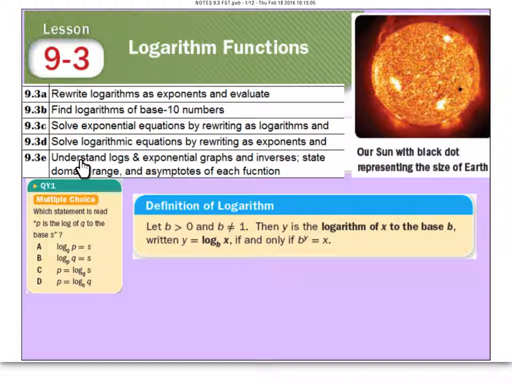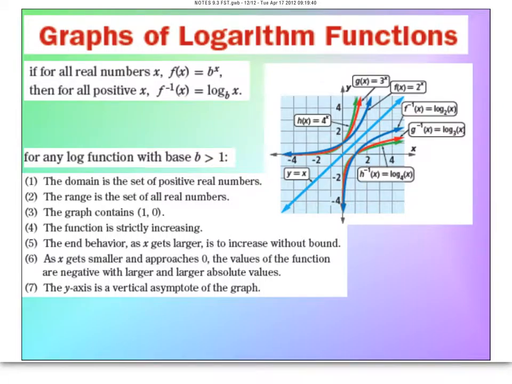Learning Objective E, we're going to understand logs and exponential graphs as being inverses, and then state the domains, range, and asymptotes of them. Now I want you to first look at f of x here, which is y equals 2^x. I'm going to write that down. And that is the dark blue curve that we see.